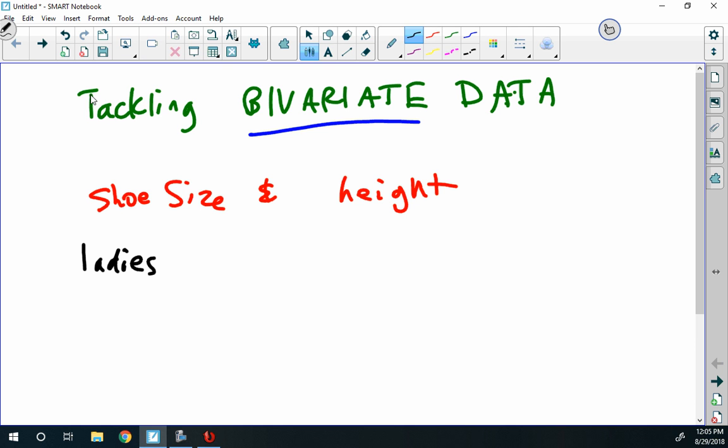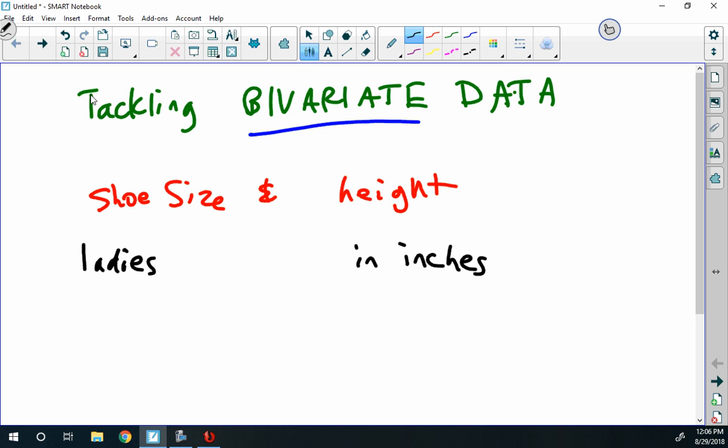So all the shoe sizes will be given in women's shoe sizes, and the heights are going to be given in inches, okay? So we're not going to say that somebody is 5'10". We're going to say that somebody is 70 inches tall. We're not going to say somebody's 6'10". We're going to say somebody's 82 inches tall, okay? So all the heights are going to be given in inches, and all the shoe sizes are going to be ladies' shoe sizes. Is everybody with me so far?